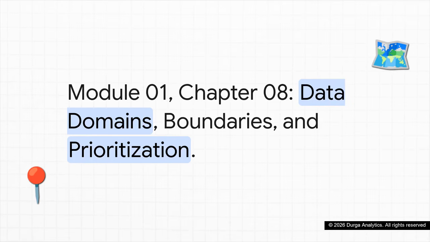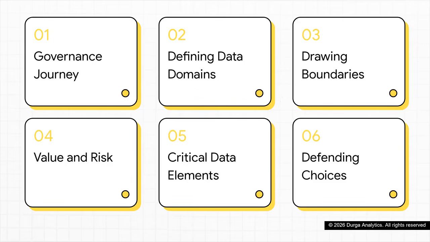Why? Well, because this chapter is literally the direct antidote to that scope creep we were just talking about. You've already learned what to govern and why to govern it. Today, you're going to learn exactly how to slice it up so you can actually execute your strategy without losing your mind. Here's a quick look at our roadmap. We'll cover the governance journey, defining data domains, drawing boundaries, prioritizing value and risk, zooming in on critical data elements, and finally, defending your choices in the real world.